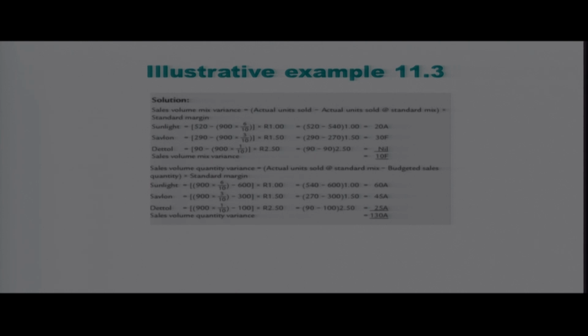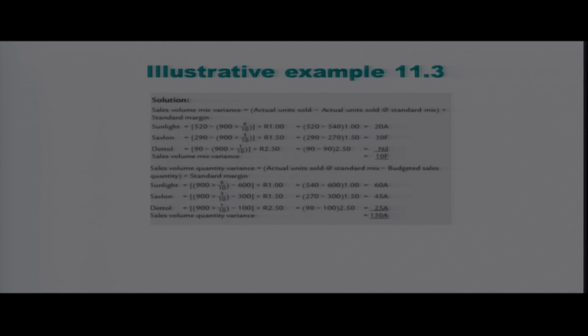And then for the Savlon, the same as above in the mix, 900 multiplied by 3 divided by 10. We budgeted to sell 300 units, so we have a variance that says 270. What actually happened compared to what we budgeted, which is 300, multiplied by the 150, and that will give us a variance of 45, which again is unfavorable. We budgeted to sell 300, we only sold 270, so that is going to affect our profit negatively.